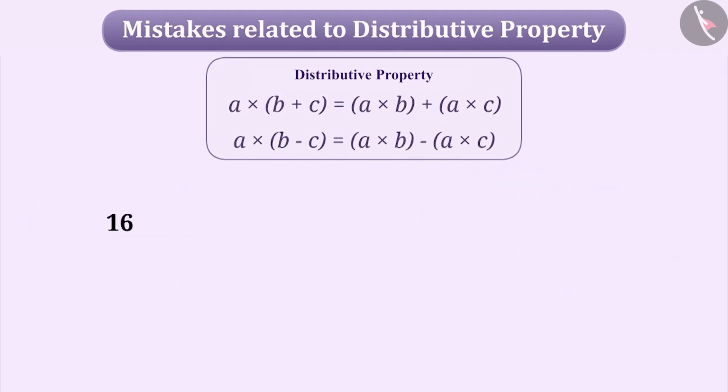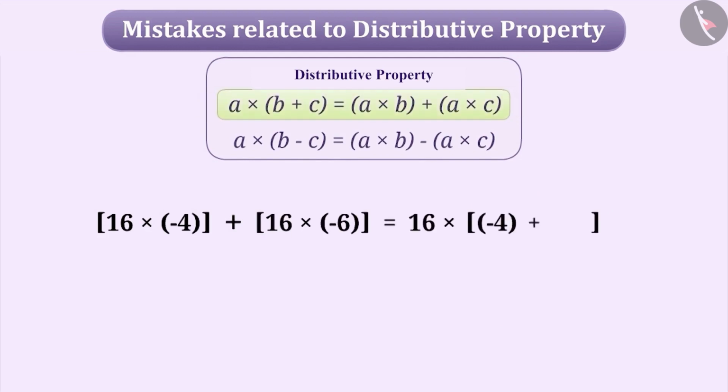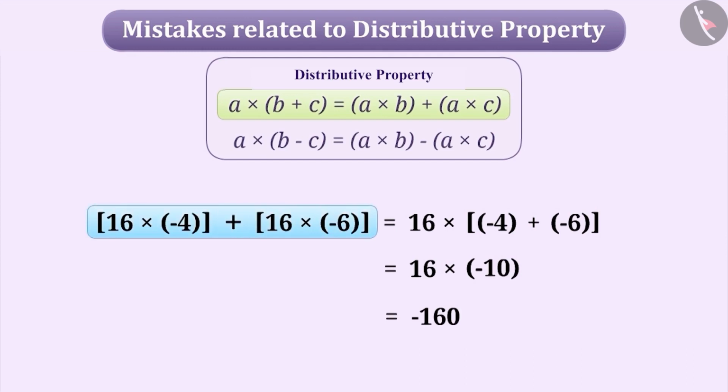Similarly, if we have to find out the result of 16 multiplied by minus 4 plus 16 multiplied by minus 6, we can write it this way: 16 multiplied by minus 4 plus minus 6. We can also write it as 16 multiplied by minus 10, result of which is minus 160. Hence, you can make a difficult calculation easy by using the distributive property.